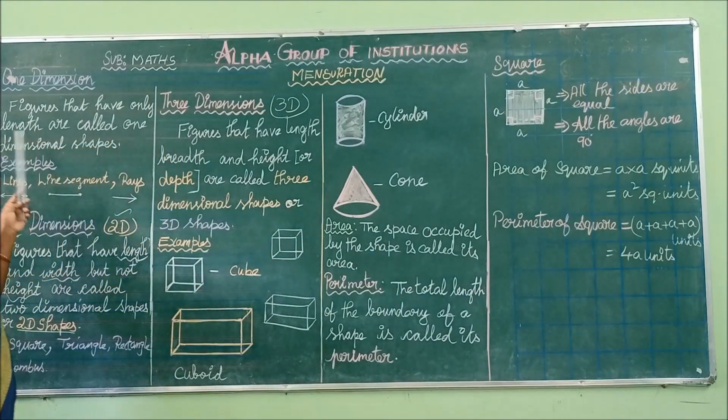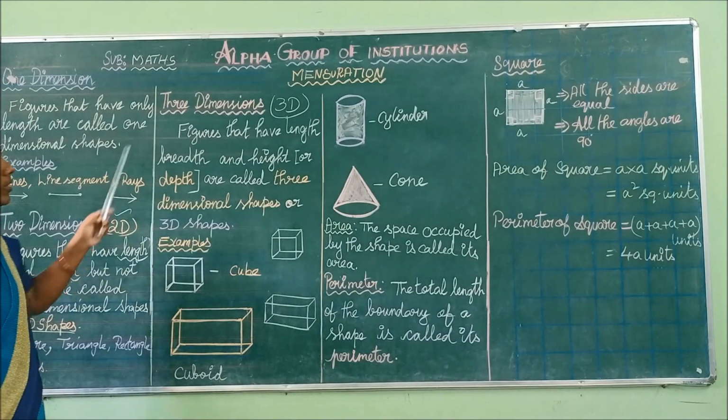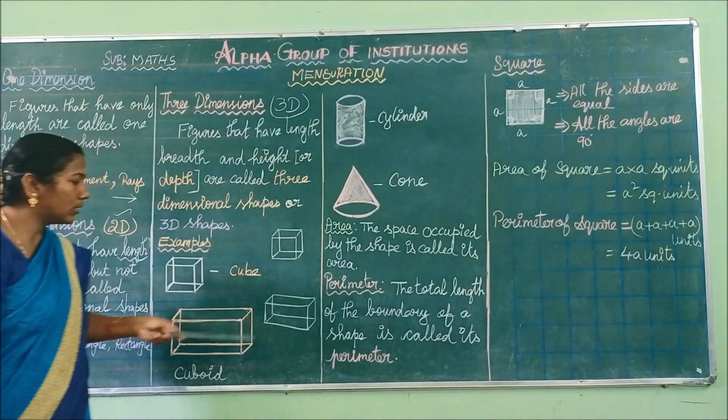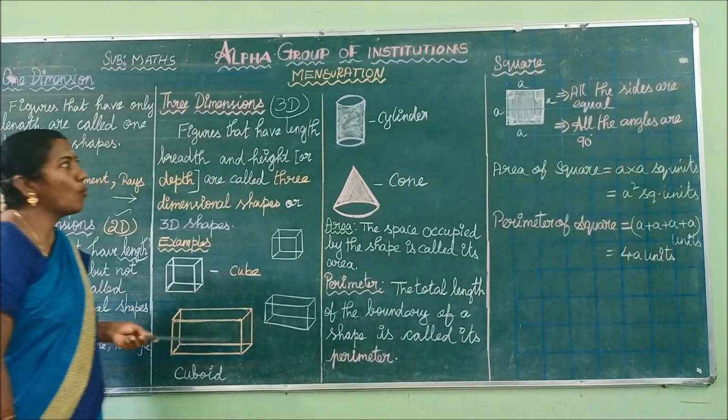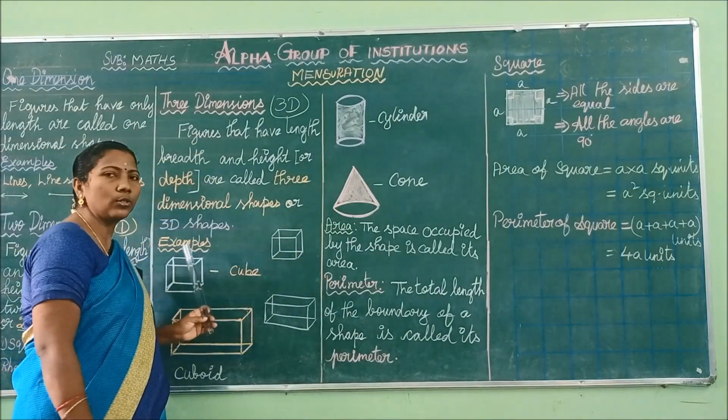So far we have discussed one-dimensional shapes. What are the one-dimensional shapes? Line, line segment, ray. What are the two-dimensional shapes? Here we have some examples: square, triangle, rectangle, rhombus, and circle is also a two-dimensional shape. What are the three-dimensional shapes? Here we have a few examples: cube, cuboid, cylinder, cone, etc. We have three-dimensional shapes.